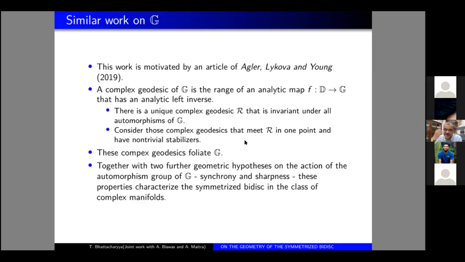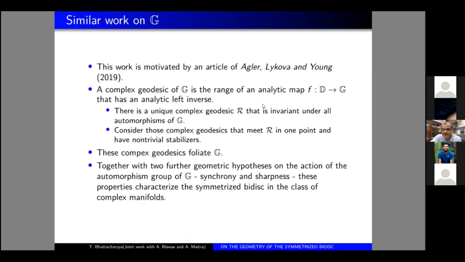That's nice. And then they studied the properties. They came up with two properties which they defined. They called it synchrony and sharpness. And roughly speaking, the characterization theorem said that if you had a domain in which you have such a special complex geodesic like the royal variety, and you have fibers, and if they also satisfy synchrony and sharpness, then it has to be biholomorphic with it. So I'm only describing it roughly.